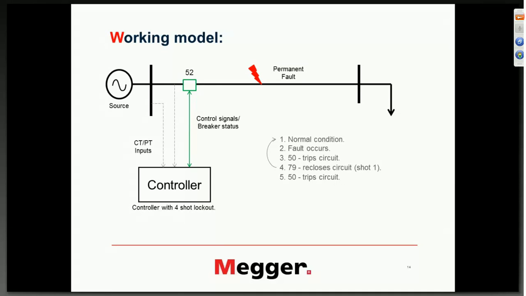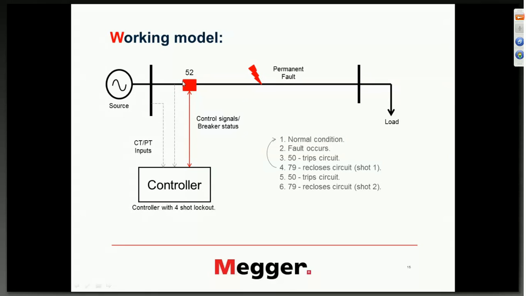So what does it do? The 50 function, or whatever function it is; I have taken the instantaneous function. It could be any other function as well, like a 50G, which is the ground fault, 50N, neutral, or for that matter, it could be directional, or any other protection function. That protection function again sends a trip signal, and that trip signal will open the circuit breaker. All right, so now it is open.